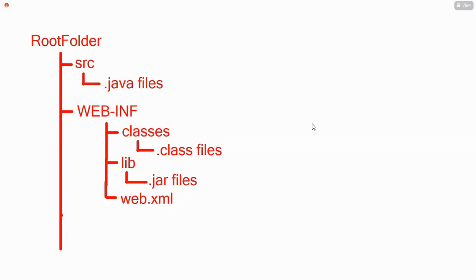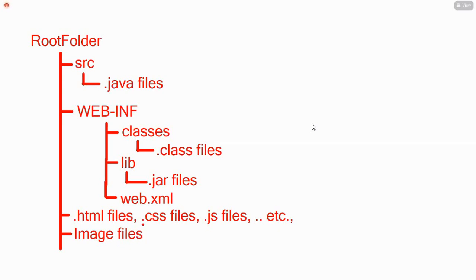Suppose your project may require HTML programs, .html files, .css files, and .js files, other files, whatever related: HTML, CSS, JavaScript, Ajax, jQuery, JSON, whatever is required. After that, image files. Suppose your project contains images, .jpg, BMP, PNG, so many files are there. All image files you have to place here only.